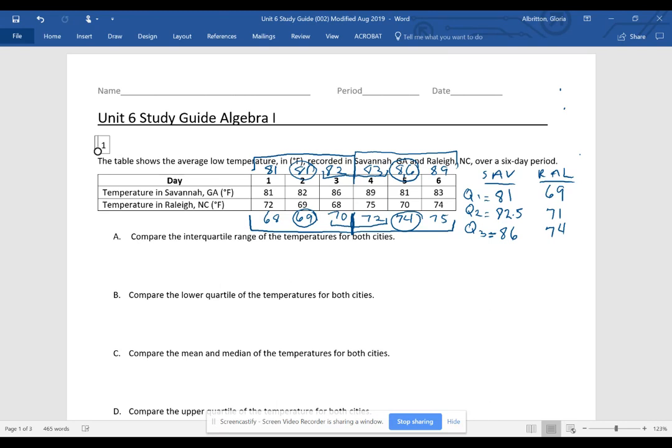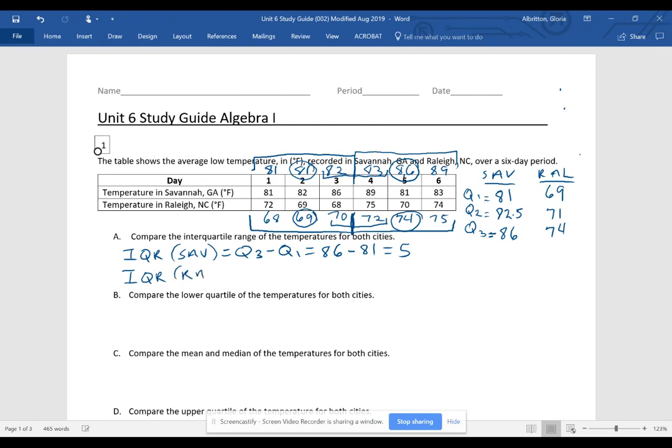So let's go back to compare the interquartile range of the temperatures for both cities. And we know that interquartile range we abbreviate as IQR. So let's start with Savannah. That's the Q3 minus the Q1. And in this case, it will be 86 minus 81 for Savannah. That's 5.